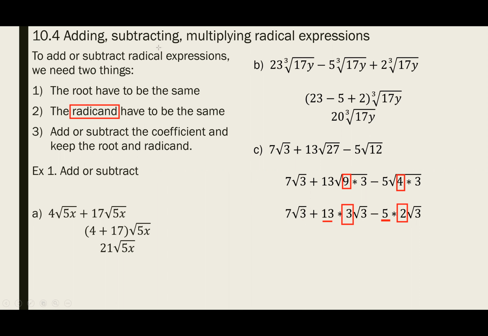So once you take out the perfect square, this is what we have, which is 7 square root of 3 plus 39 square root of 3 minus 10 square root of 3. And this is what we want to see, a square root of 3, a square root of 3, and a square root of 3. So if the square root of 3 is all the same, now we can add, right? We can take 7 plus 39 to give you 46.